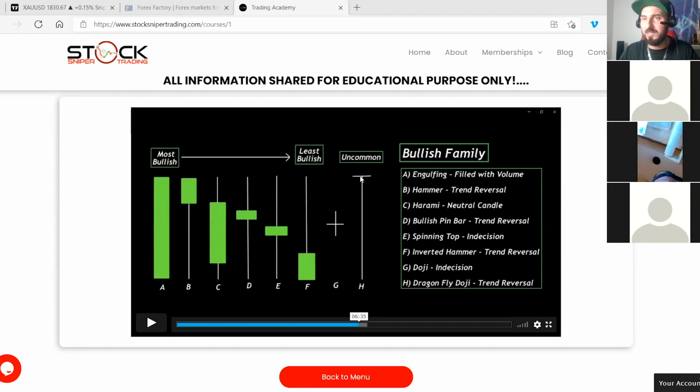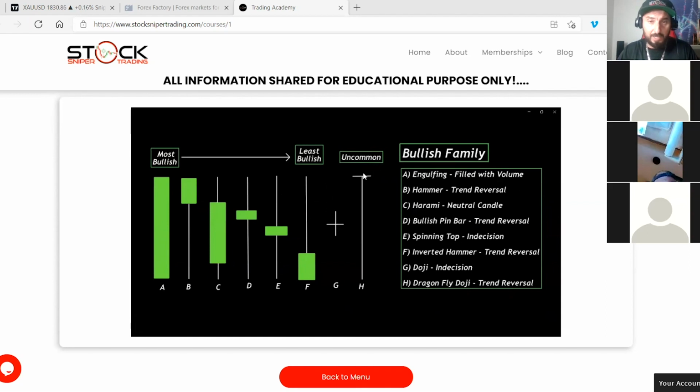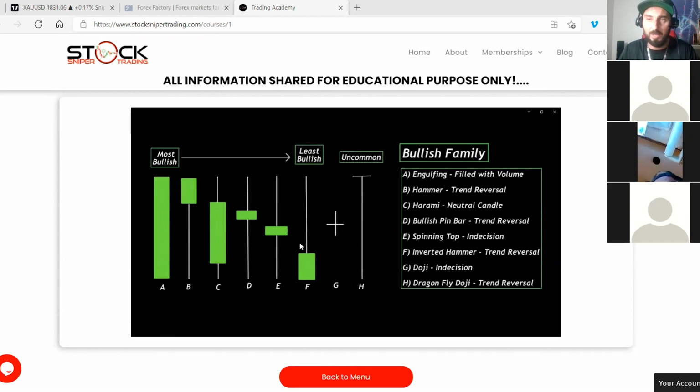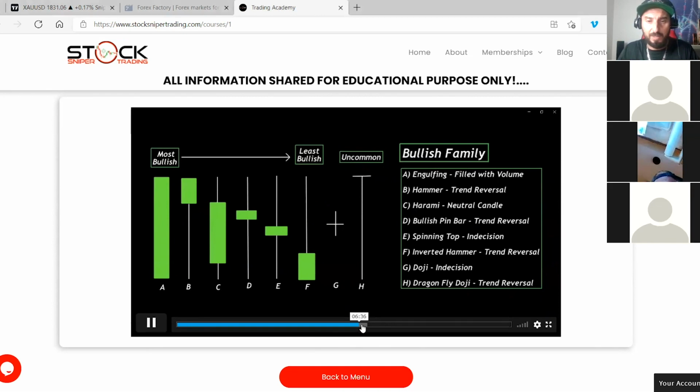If you identify these, you need to wait for additional confirmation candles to continue a trade. You never want to trade right off of this candle. Sorry guys, let me just put this. So that completes the bullish engulfing family. In the other webinar we did yesterday, I break down these individual candlesticks, and these two videos will be uploaded on the website, guys. So that's the bullish engulfing family.